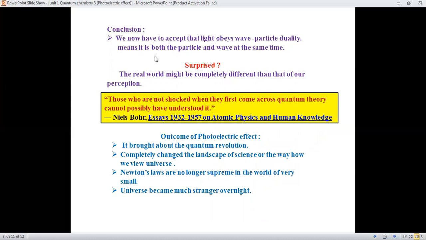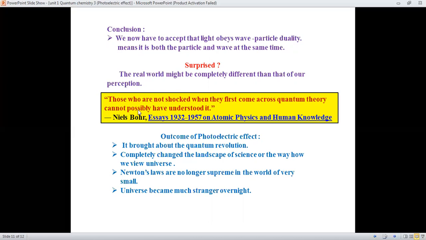So what is the conclusion from this? Now we have to accept the fact that light obeys wave-particle duality, meaning it is both a particle and a wave at the same time. It is quite surprising for all of us, because our general perception is that light has wave nature, but the experimental fact and Einstein's theory suggest something different. So the real world might be completely different from our perception. That's why everyone gets surprised.